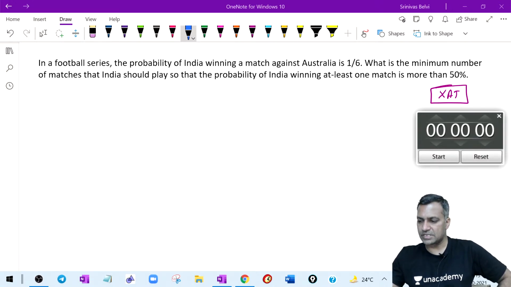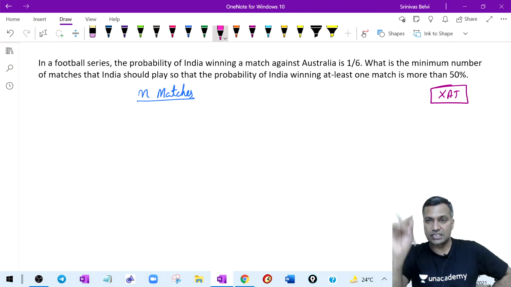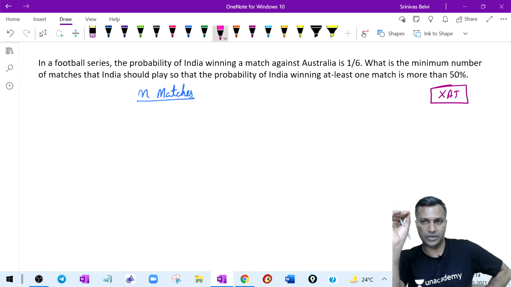All right. How do I represent this thought? Assume that India has to play n matches against Australia. If they play all n matches, everybody listen carefully. This is one of the very important concepts, because people tend to forget how to approach this particular question.